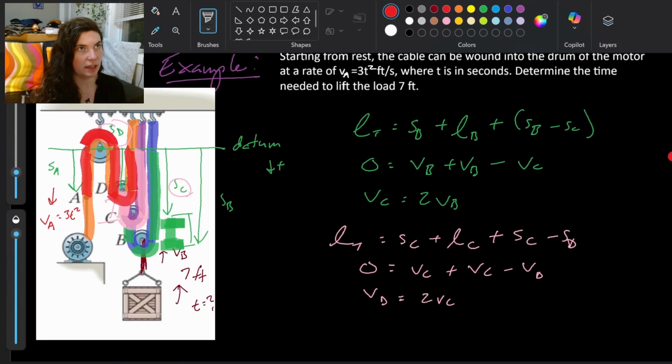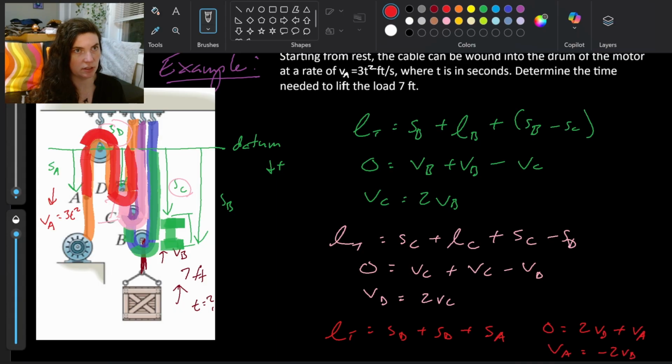So if I write down this length, my total length is SD plus SD plus SA. I don't need those lengths over the curves. They're not important to me. When I take a derivative, I'm going to get 0 equals 2 VD plus VA, or that VA equals -2 VD.